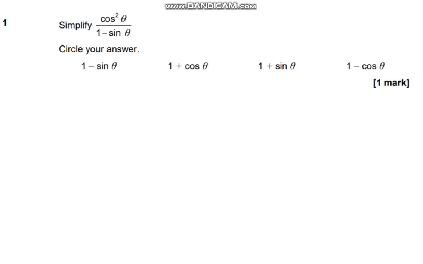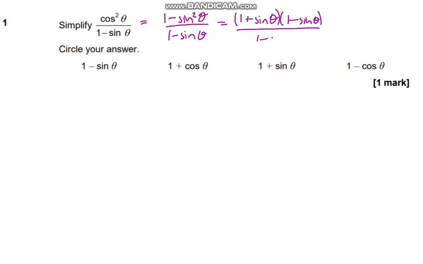So first one, I'm quite pleased this got featured in the first question because it comes up a lot throughout the test. So the cos squared we're going to use, that's the same as 1 minus sine squared. Then we're going to factorise the top because that's the difference of two squares. So that's 1 plus sine theta, 1 minus sine theta. We saw 1 minus sine theta on the bottom. Then we can cancel those two out, which leaves us with 1 plus sine theta. And that reoccurs throughout the test.